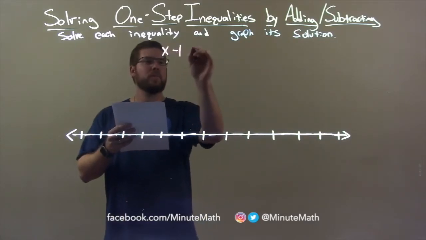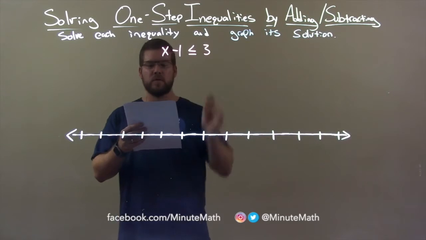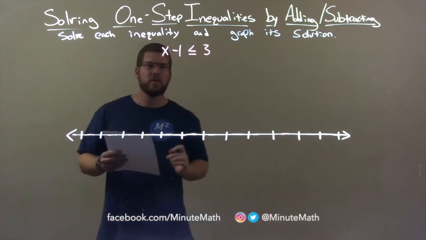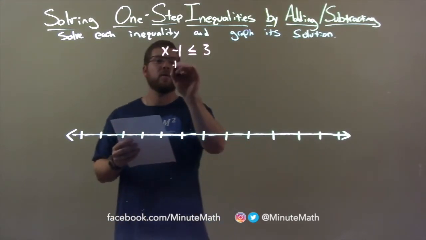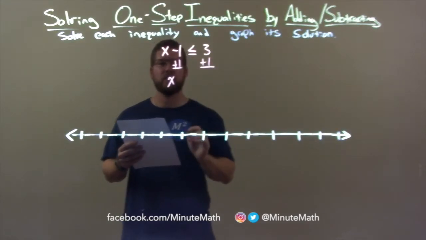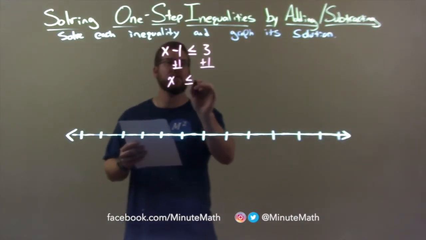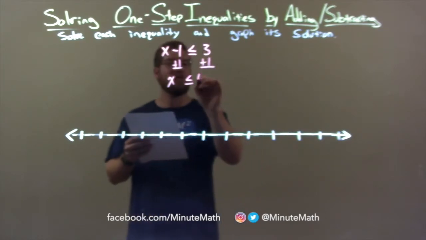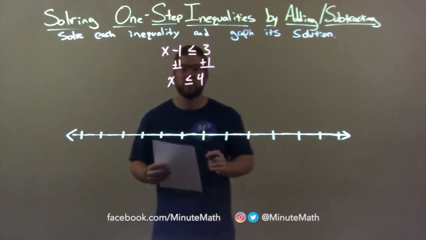x minus 1 is less than or equal to 3. First thing I want to do here is I'm going to add a 1 to both sides. That gets me x completely by itself, 1's cancel, and we're less than or equal to 3 plus 1, which is a 4. So now we have x is less than or equal to 4.